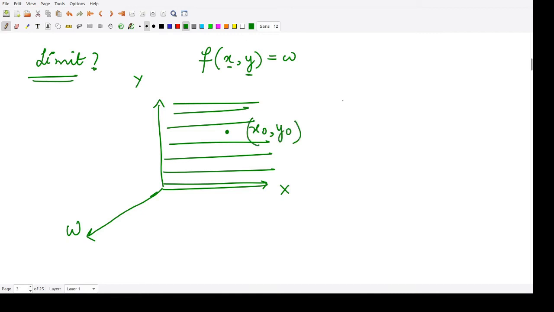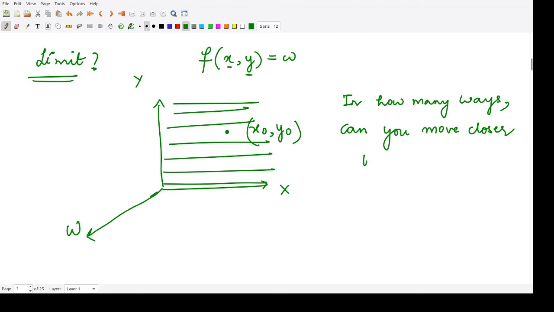So the question here is, in how many ways can you move closer to the point x naught comma y naught? How many directions are possible to get close to this point x naught comma y naught?